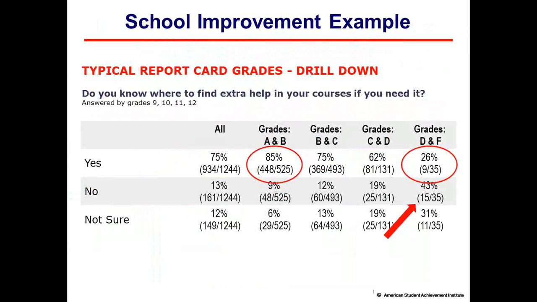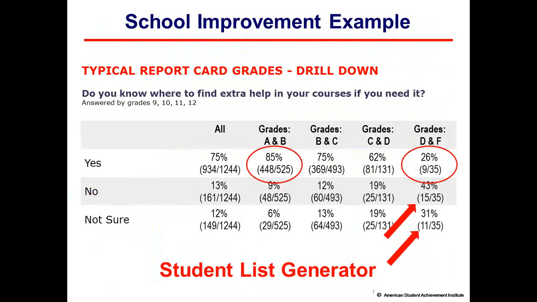So if I look down to the kids who say no, they don't know where to find extra help, there's 15 kids in that group, and there's 11 kids in the group that say they're not sure. So there's at least 26 kids that I can look at and do programming with that don't know where to find extra help in our school. So my next question might be, who are those kids? And that's where we can go to the student list generator as a school counselor to find out who those kids are. So let's talk about the student list generator.